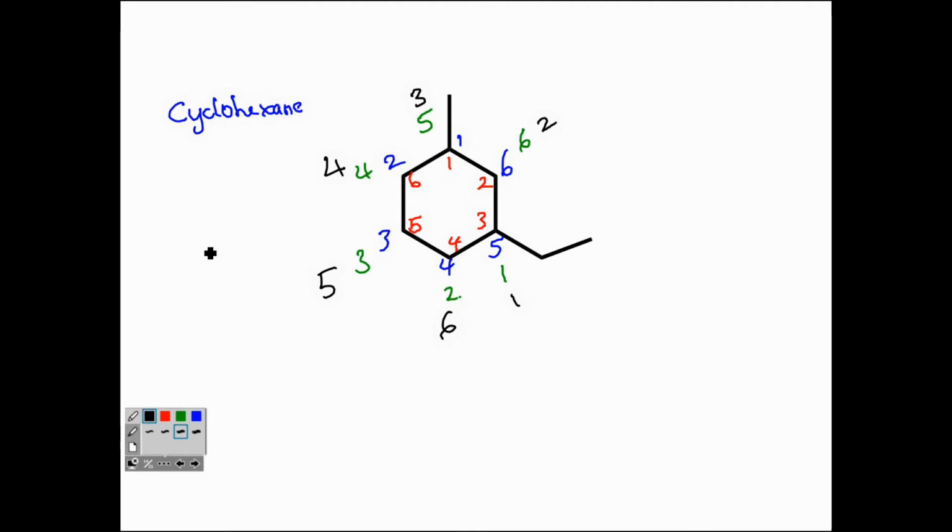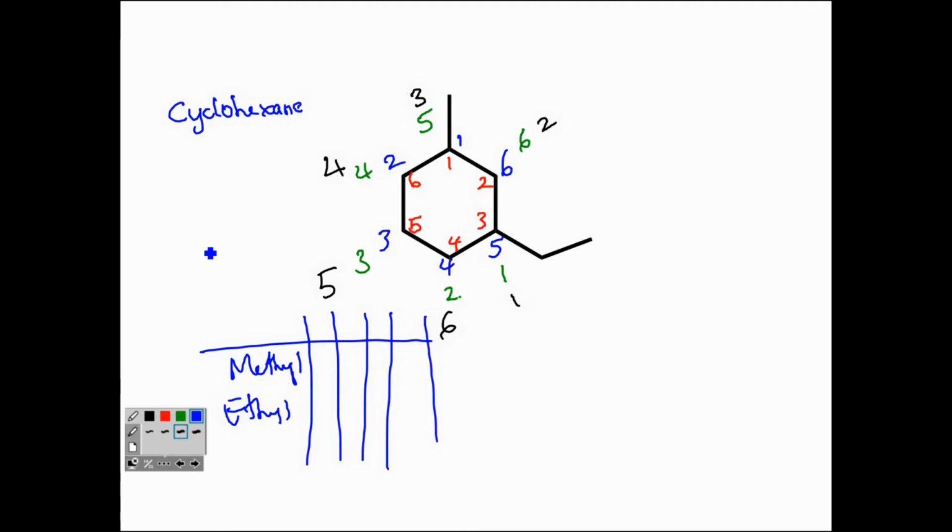Same way. So now let's judge. You only have 2 substituents, a methyl and an ethyl, and you have 4 color codes to judge from and find the total. I'm going to go with the red first. The methyl is on carbon number 1 and the ethyl is on carbon number 3. Going with the blue, the methyl is on carbon number 1 and the ethyl is on carbon number 5.